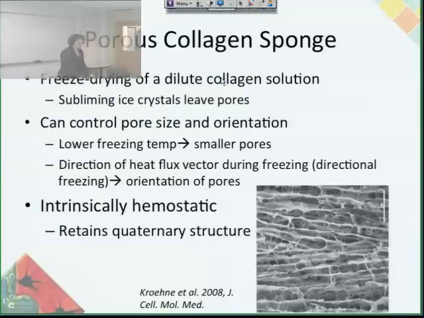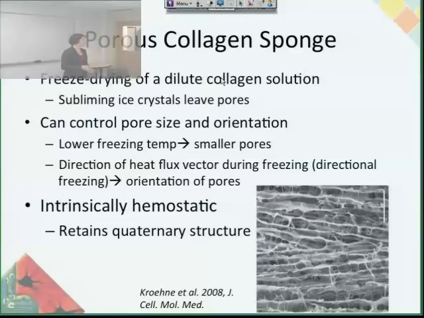The next most common way that collagen is processed for biomaterials is a porous collagen sponge. And a really common way to do that is to make a dilute collagen solution, just an aqueous solution of the collagen protein, and then freezing it and freeze drying it, so lyophilizing it under low temperature vacuum. The ice crystals form because it's an aqueous solution, and then when they sublime, they leave pores behind.